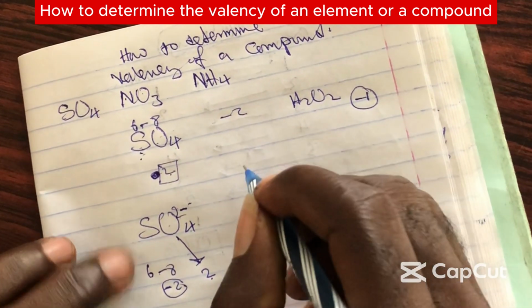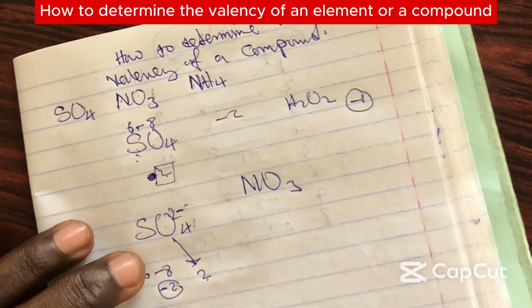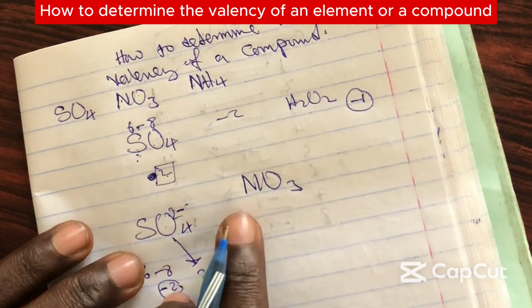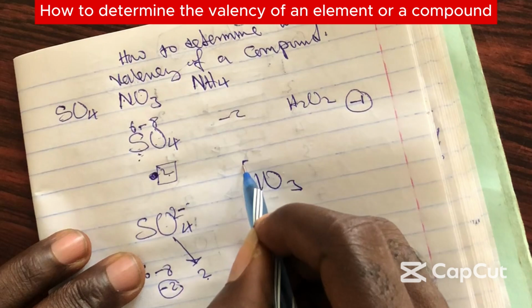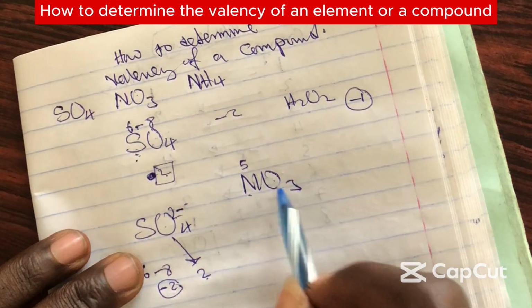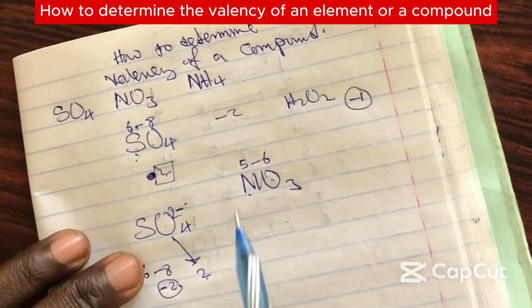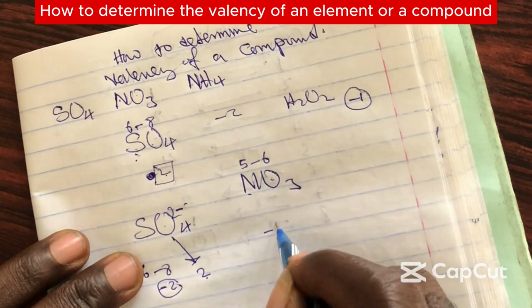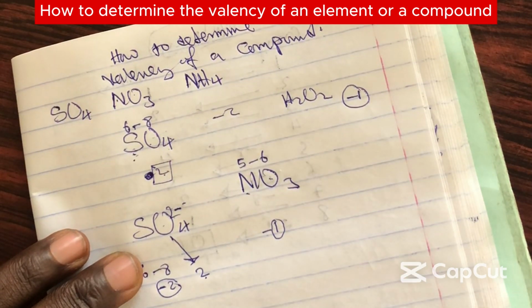Let's look at another one. Let's say we have NO3, that is nitrate 5. It is the same thing. The oxidation state of the nitrogen here is 5. Oxygen is always minus 2. Minus 2 times 3 is minus 6. So 5 minus 6 gives minus 1. So the valency is going to be 1. We don't need the negative.